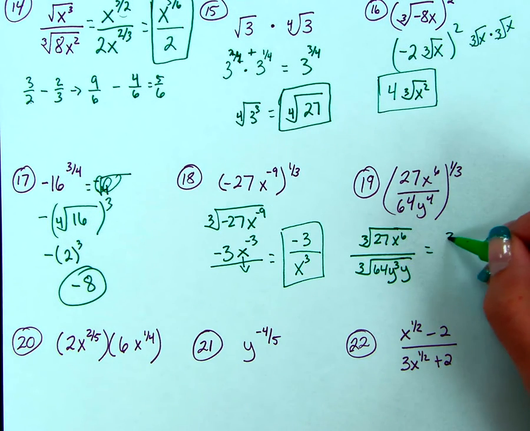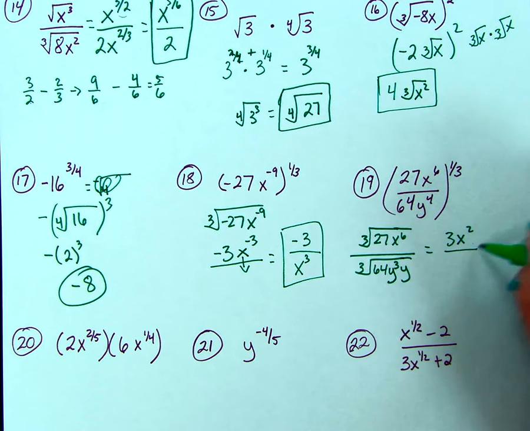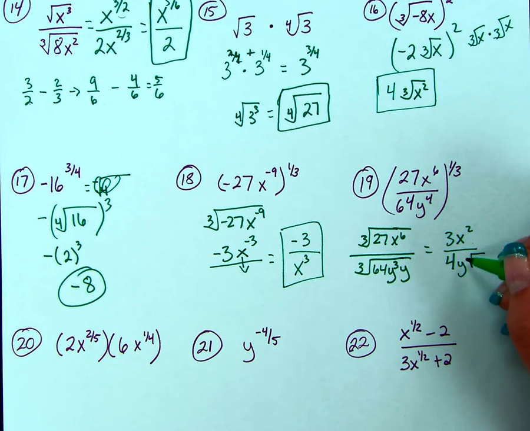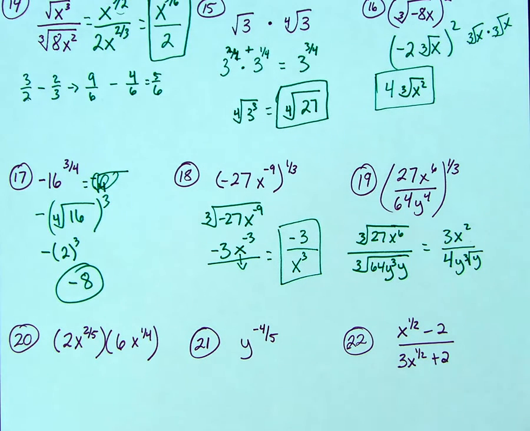Cubed root of 27 is 3. 6 divided by 3 is 2, so we'll have an x squared. Cubed root of 64 is 4. 3 divided by 3 is 1. And then that y is going to have to stay on the inside, so cubed root of y.